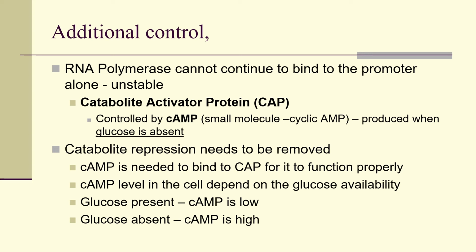A catabolite is a substance that can be broken down to provide energy. Glucose is a catabolite. When glucose is present, the cyclic AMP level is low, and when glucose is absent, cyclic AMP level goes up.